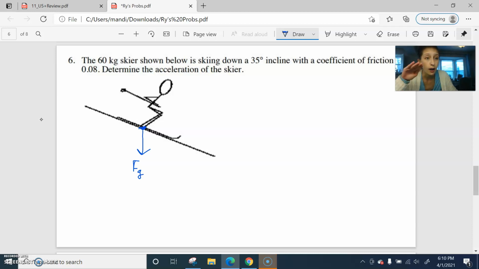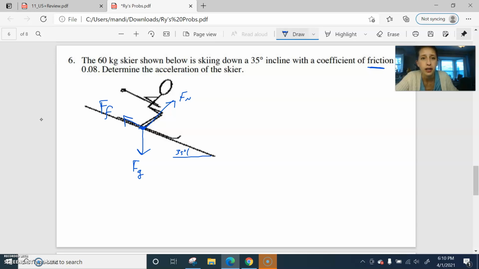He's on the surface, but not like sinking into it, which means we have a normal force. There is friction. Since we're going down, friction must be going up. So that's the force of friction. And it says we are at an angle of 35 degrees. So let's figure out this acceleration.